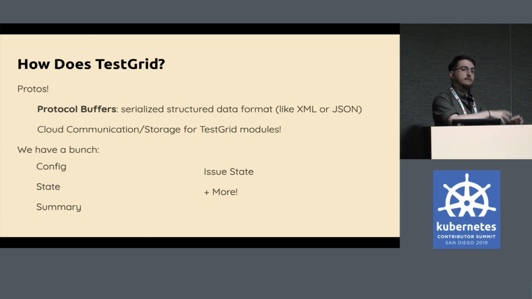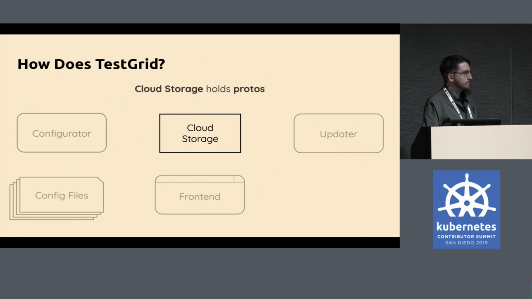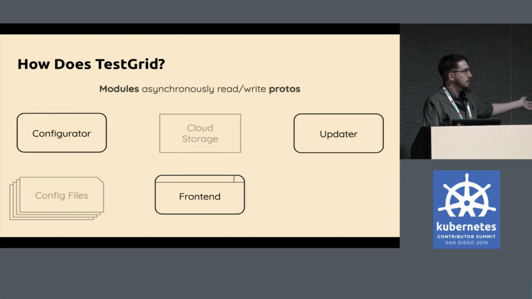So we have some component that creates some data and puts it into a protocol buffer in cloud storage, and then another component picks that up and passes it along down the chain. And by using it as an integration layer like this, you can keep things separate. Let me show you what I mean. We have cloud storage. It holds data in Protos. We have modules, which are asynchronously reading and writing these Protos.